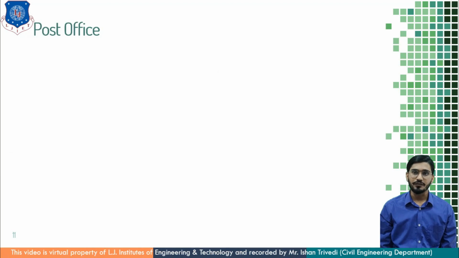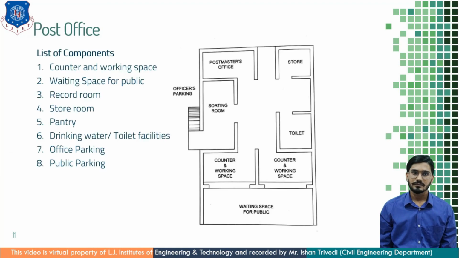Next is post office. This post office includes counter and working space, waiting space for the public, record room, store room, pantry, drinking water facilities, toilet facilities, office parking facilities and public parking facilities. So this is how you can plan. I have not given you the dimensions of this post office. You can just write them down by taking the reference of the bank. I have given you the main components or main parts of the post office.